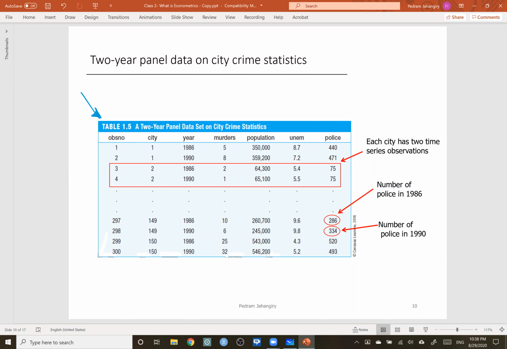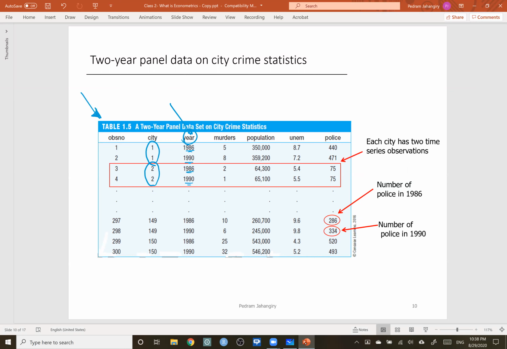This is panel. Okay, how do I know that this is a panel? So first of all, there's a clear sign of time. We have year. And secondly, look at that. We have city, but we have 2 of these city 1s, 2 of city 2, etc. It seems that for each city, I have 2 times, 1986, 1990, 1986, 1990.